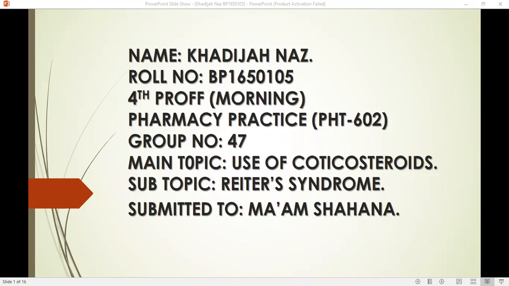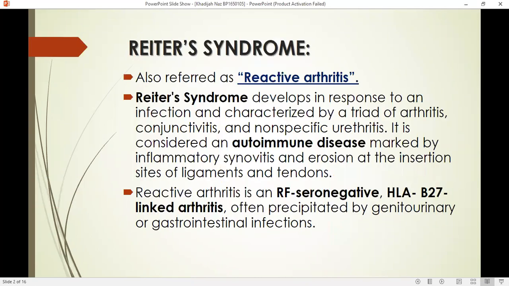BP1650105. The topic assigned to our group was use of corticosteroids and my subtopic is Reiter syndrome. Before starting the case study, we have to know what Reiter syndrome is. It is also referred to as reactive arthritis. Basically, it is an autoimmune disease in which the main symptoms are arthritis, conjunctivitis, and non-specific urethritis.